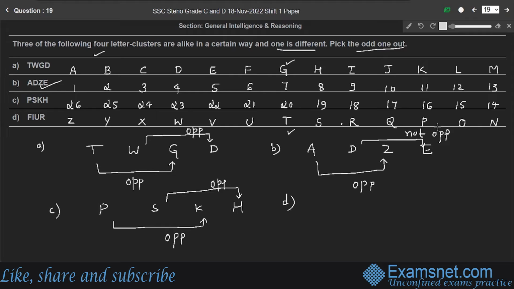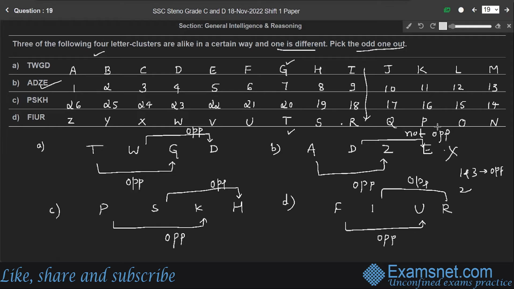Consider option D. F, I, U, R. Consider first and third letters. F and U, yes, which are opposite. And I and R are opposite. So, except option B, the remaining options follow the same logic, in which first and third letters are opposite, and second and fourth letters are opposite. Therefore, option B doesn't follow the same logic. Therefore, it is odd one out.